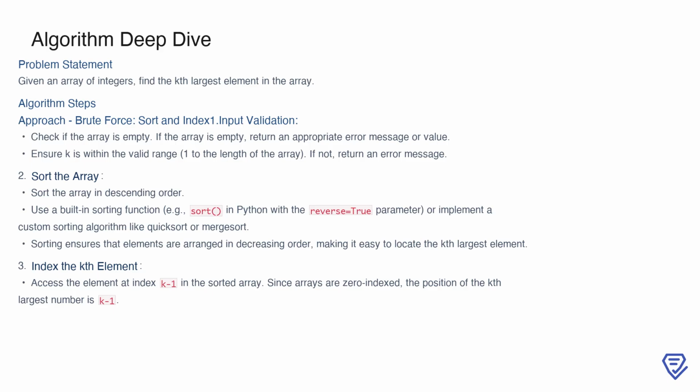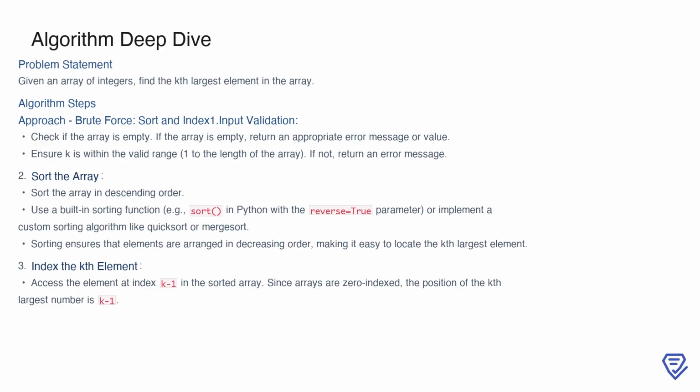Here, we're tackling the problem of finding the kth largest integer in an array. To solve this, the brute force approach involves sorting the array and indexing the desired element. First, we need to validate our inputs. If the array is empty, we should return an appropriate error message or value, and the value of k must fall within the valid range of 1 to the length of the array. If k is out of bounds, an error message should also be returned.